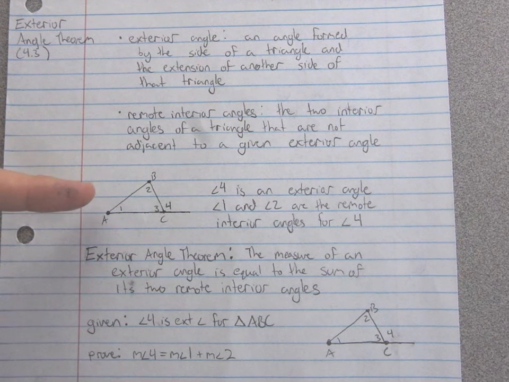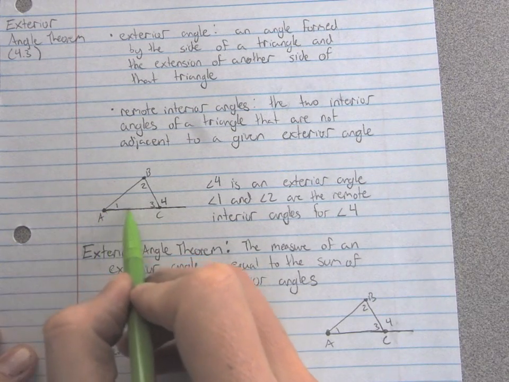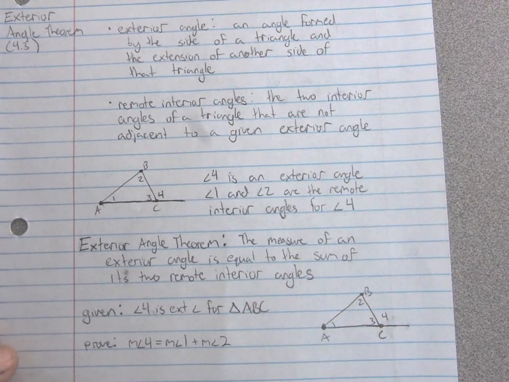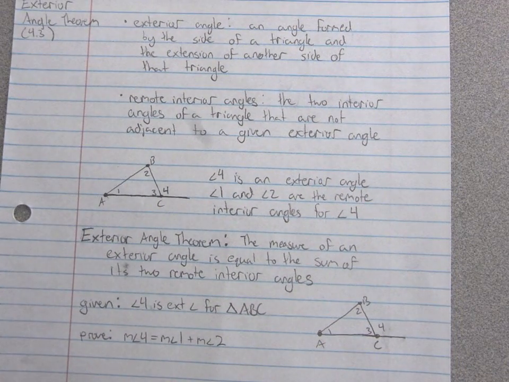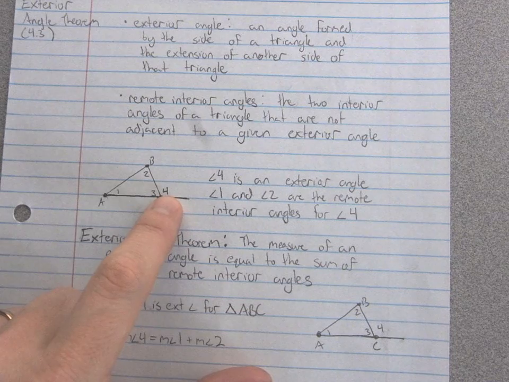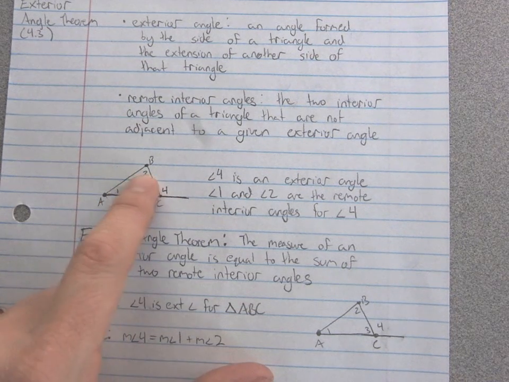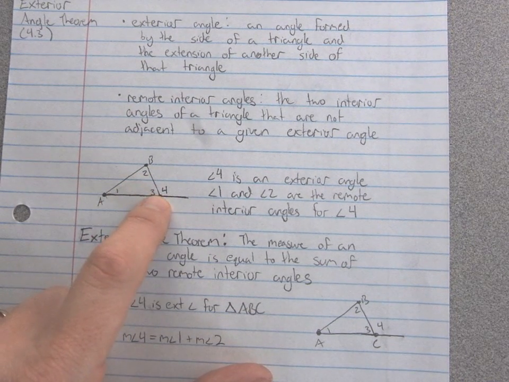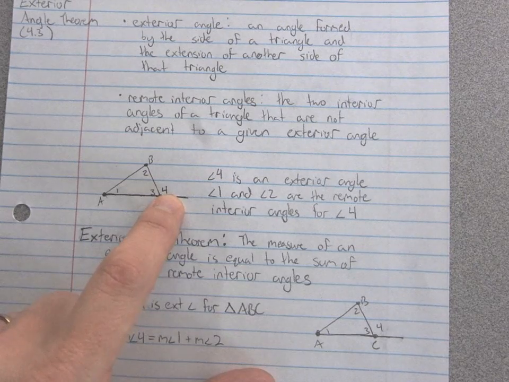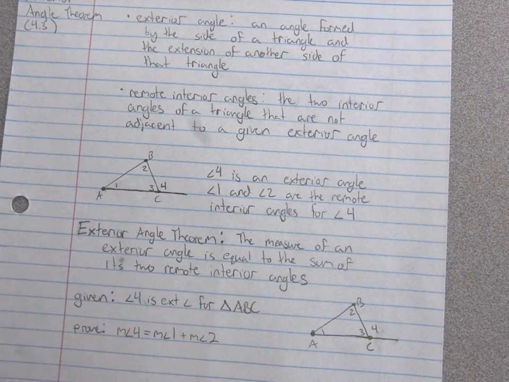I also drew my little picture, and so angle 4 is my example of an exterior angle. I just extended the side of this triangle to get my exterior angle, angle 4. And then for angle 4, the 2 remote interior ones are the ones that are inside the triangle, but they're not connected to 4. They're not adjacent to 4. So 4 is my exterior angle. 1 and 2 are the remote interior angles for angle 4.